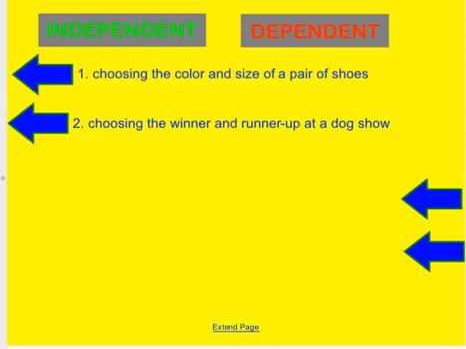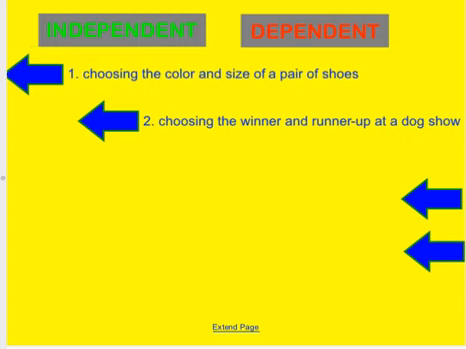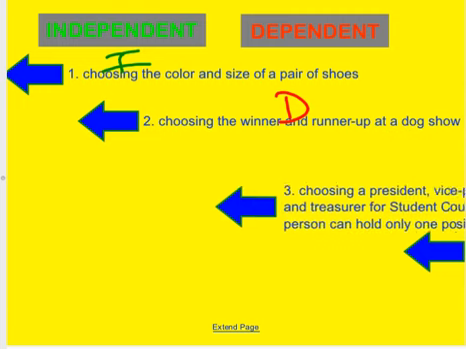So number 2, choosing the winner and runner-up at a dog show. This should hint to you that we need to circle dependent. You can't have a runner-up until, if there's 8 dogs at the dog show, you pick a winner. Now there's only 7 dogs to choose from for the runner-up. So they're directly dependent on each other. So 2 is dependent. I'll put a D. Let's see what number 3 is.